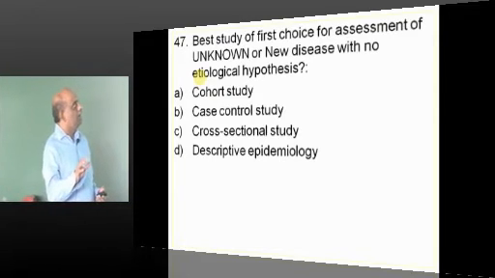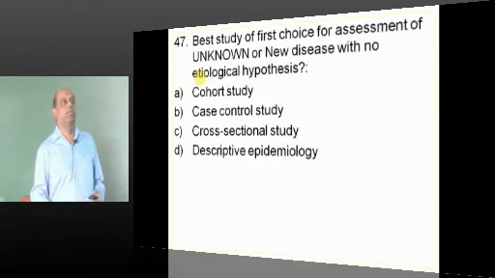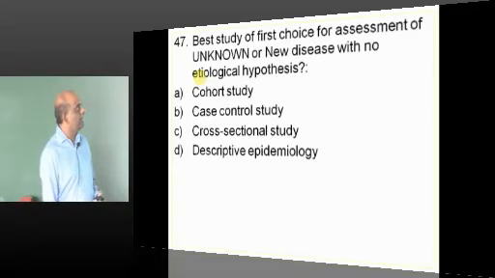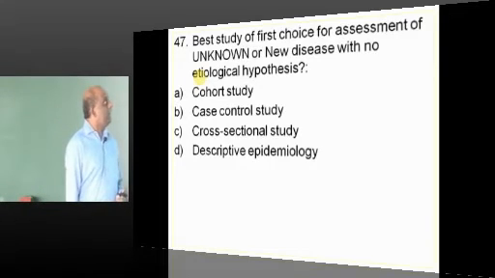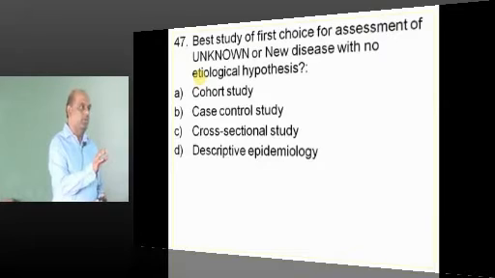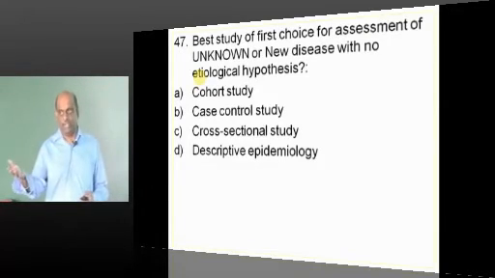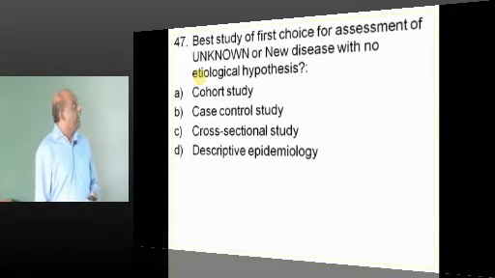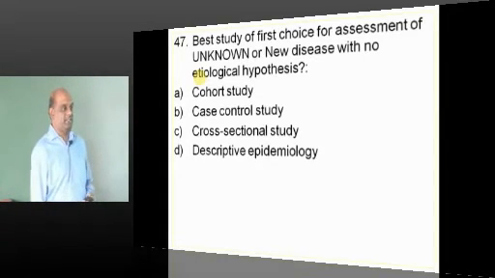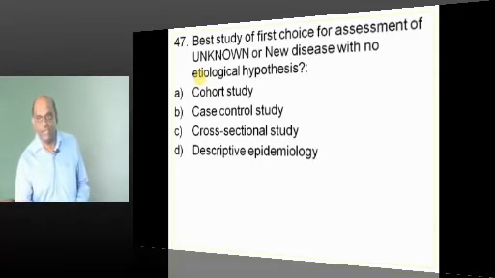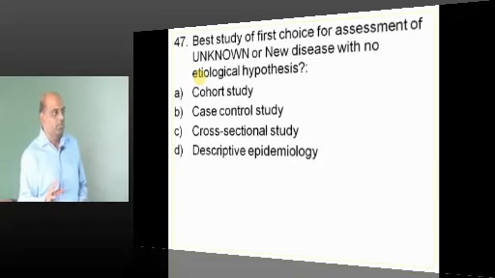Then first choice to know an unknown or a new disease. For rare diseases, it is case control, no, sir. So what is the answer? I wrote it B, sir. But case control is mainly to test the hypothesis, not to propose a hypothesis. First you need to propose an etiological hypothesis for an unknown disease. For that, what do you need to do? You need to describe the disease. That's the reason it is descriptive epidemiology.